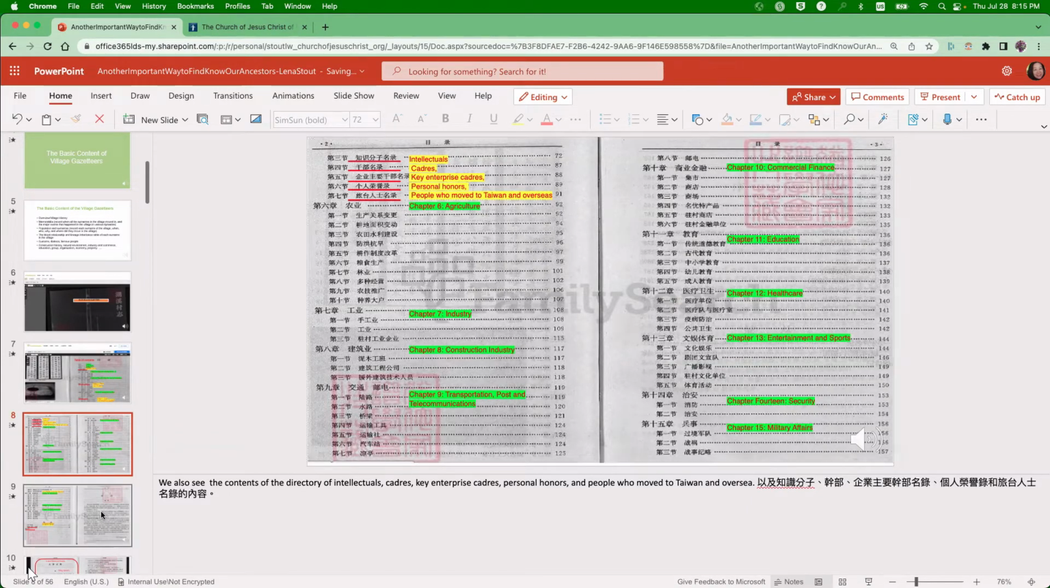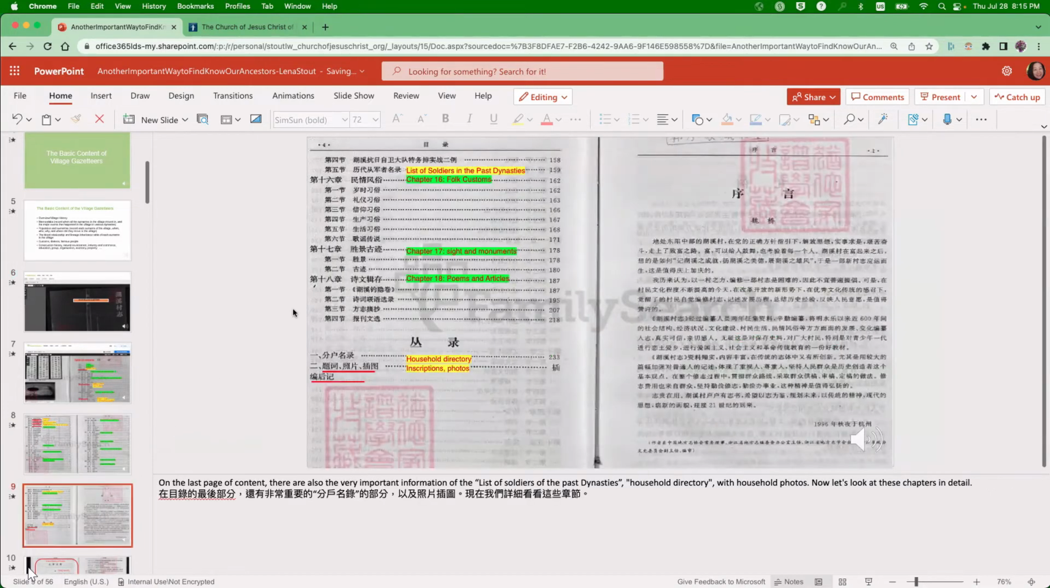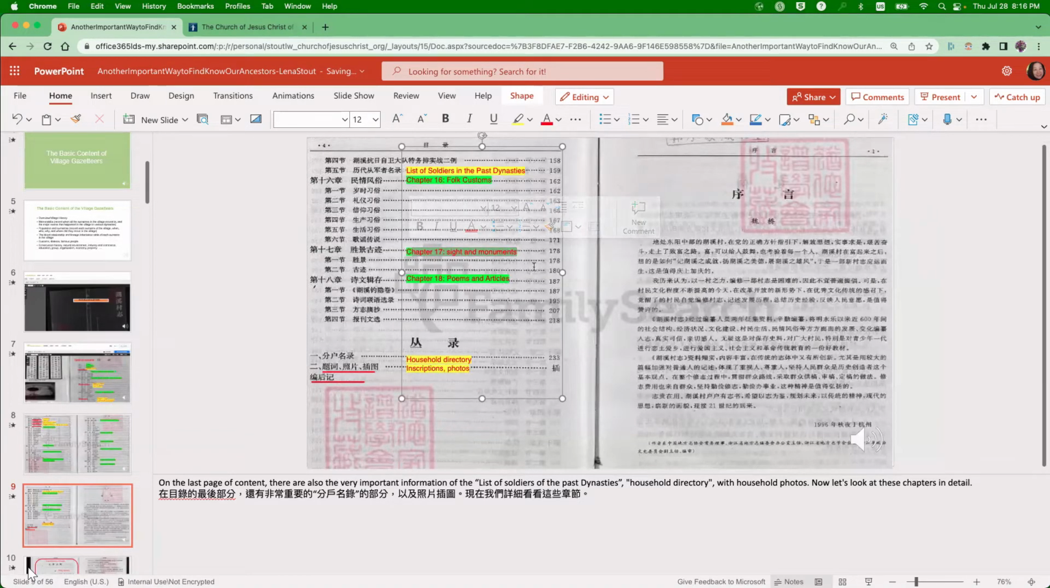These are other chapters, if you can see. Did you see that here is a list of soldiers from this village in past dynasties? It shows who joined what war at what time, something like that. And like chapters 17 and 18, they're not related to genealogy.